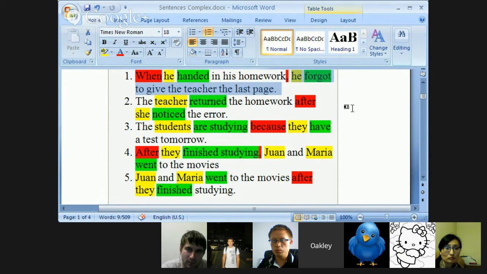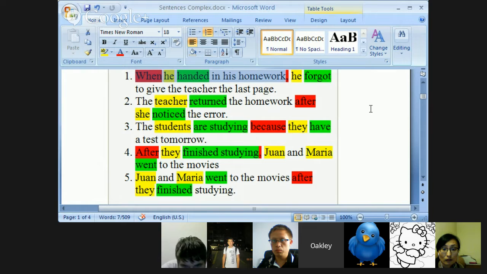Okay, he forgot to give the teacher the last page. That's a complete thought. That's a simple sentence. That's an independent clause. However, when he handed in his homework, sure, it has a subject, it has a verb, but when he handed in his homework is not complete. If I just say that to you, you're going to think, yeah, what? What happened?